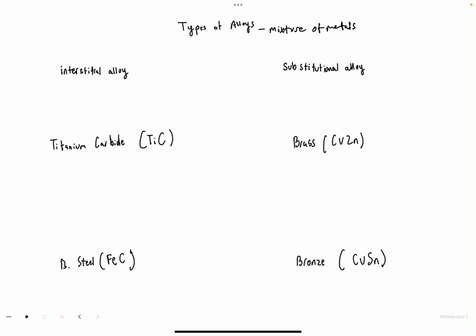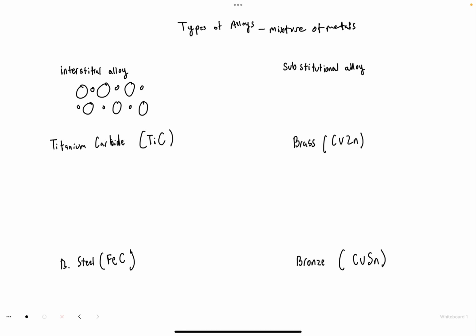Interstitial alloys are going to be a lattice structure where there may be an atom that is larger than the respective atom. So one of the atoms is larger than the other, and so there's that little space in between in the lattice. And so this is sort of an example of an interstitial alloy.